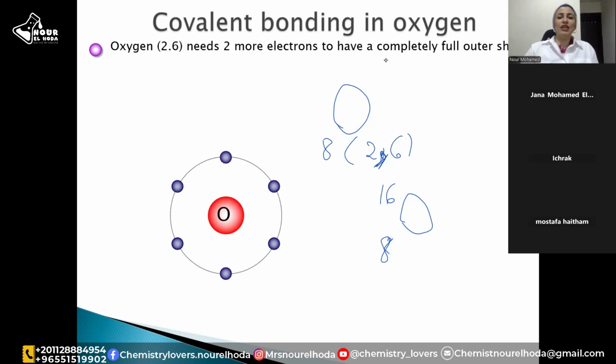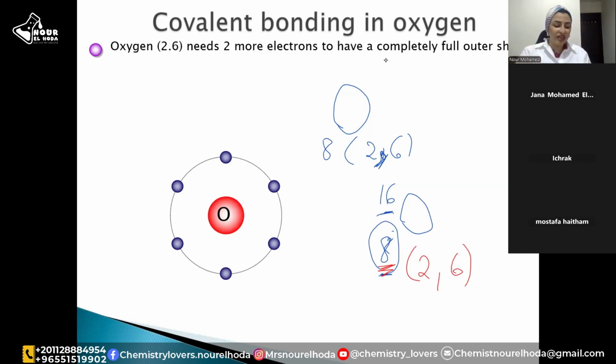Let's do oxygen. I'm talking about the numbers. I have 16 or 8, so which number should I use? For sure I'm going to use the small number, not the big number. So I'm using 8, so 2, 6. Every oxygen has 6 electrons in the outer shell.